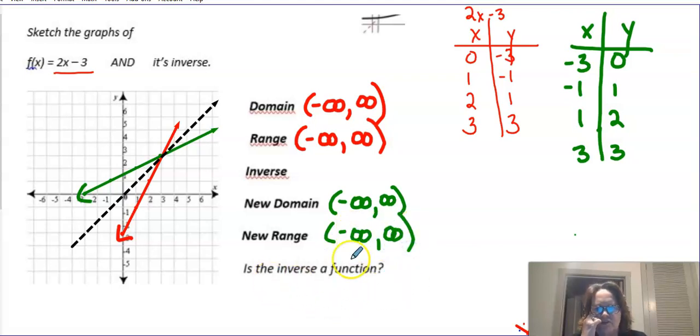Now, is the inverse a function? Well, it passes the vertical line test, so the answer would be yes. And if you'll look too, the red one, if we wanted to know if the inverse was a function without actually sketching the inverse function, we could look at the red line and say, okay, does it pass a horizontal line test? And the answer would be yes, that it does. So this is what we call one-to-one, and the inverse is also a function.